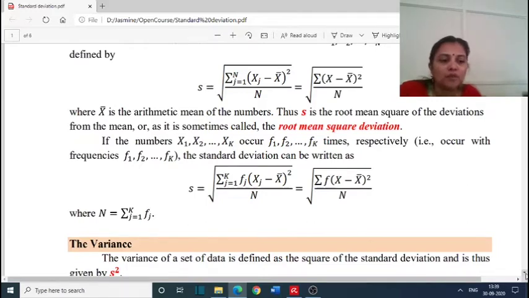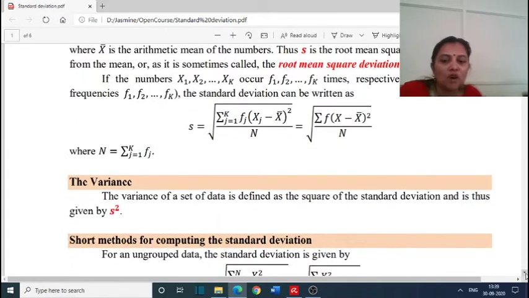Now the next portion is variance. Variance of the data is defined as the square of the standard deviation. So we will not have the square root expression, and it is given by s square.